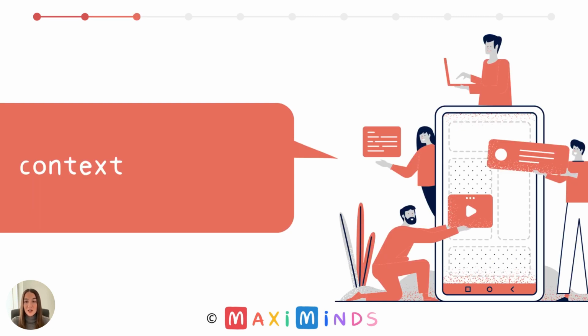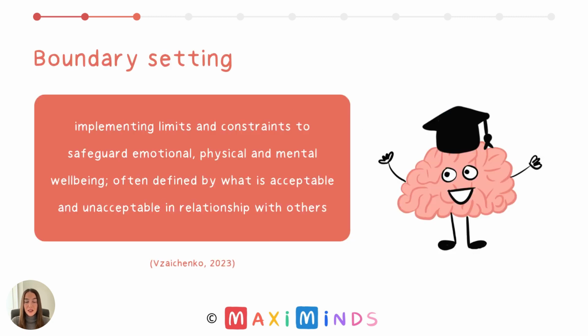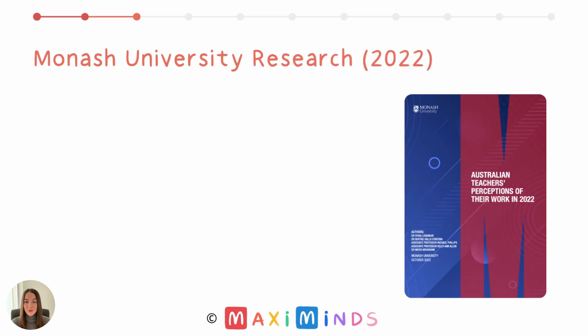Starting with the context as to why we are looking at boundary setting for parents. A reminder that boundary setting is about implementing limits and constraints to safeguard emotional, physical, and mental well-being. And that is, of course, for you as teachers, but it can also help with students and parents. This is often defined by what is acceptable and unacceptable in relationships with others. I would like to draw you to some research that came out of Monash University a few years ago when they asked about various perceptions that teachers have of their work.